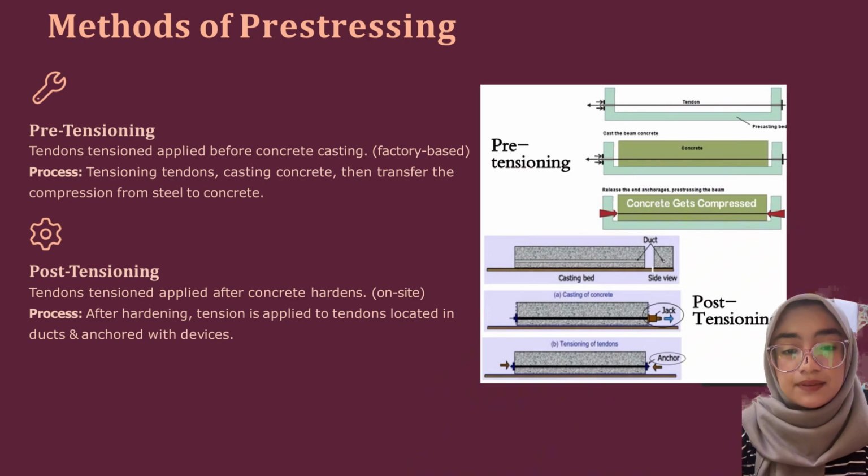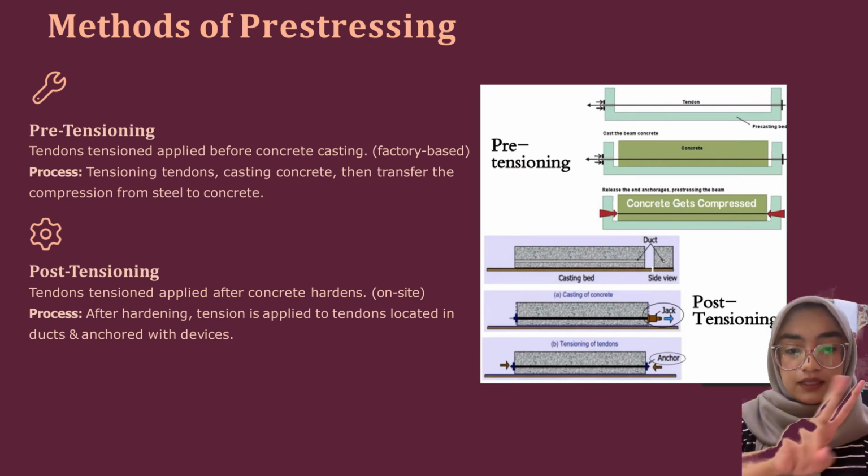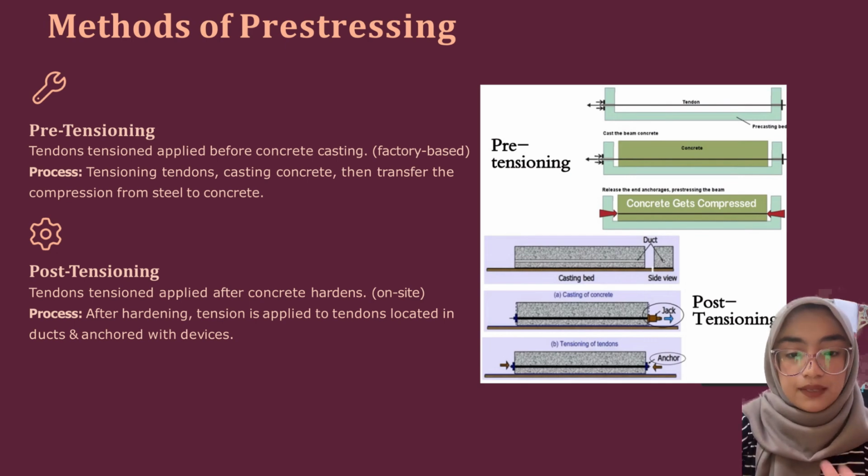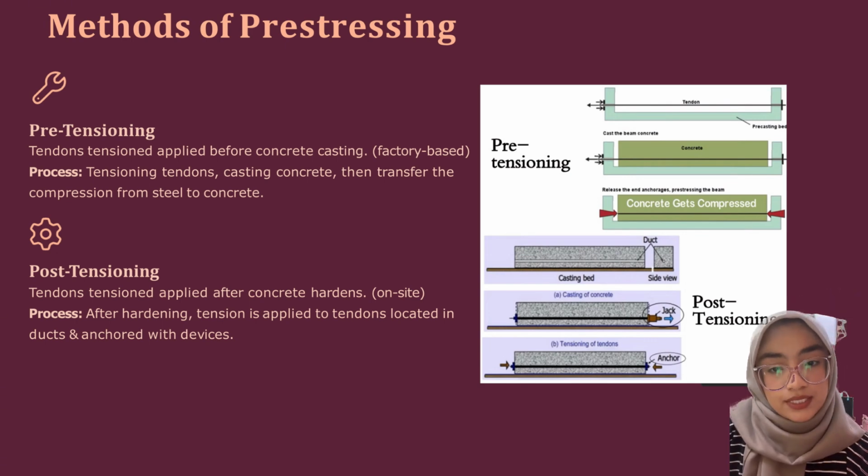So next is the methods of prestressing. So what are the methods? We have two methods, which are pre-tensioning and post-tensioning. These two methods have different procedures. For pre-tensioning, the tendon tension is applied before concrete casting, which is factory based. The process is tensioning the tendons, then casting the concrete, and then transferring the compression from the steel to the concrete. The next method is post-tensioning.